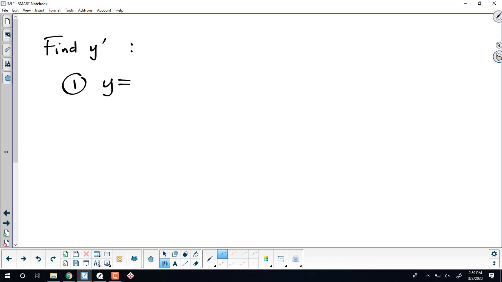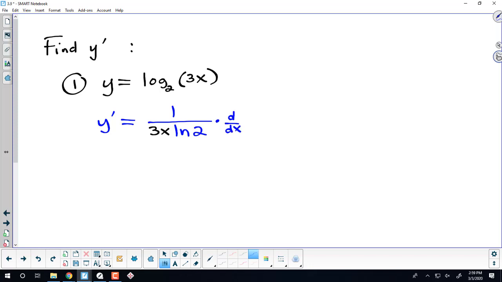Okay, so find y prime for y equals the log base 2 of 3x. So this time the inner function is 3x. The derivative is 1 over the argument times the natural log of the base times the derivative of the argument. So that's how we find the derivative of any logarithm. That's always the formula: 1 over the argument, ln of base, times the derivative of the argument.